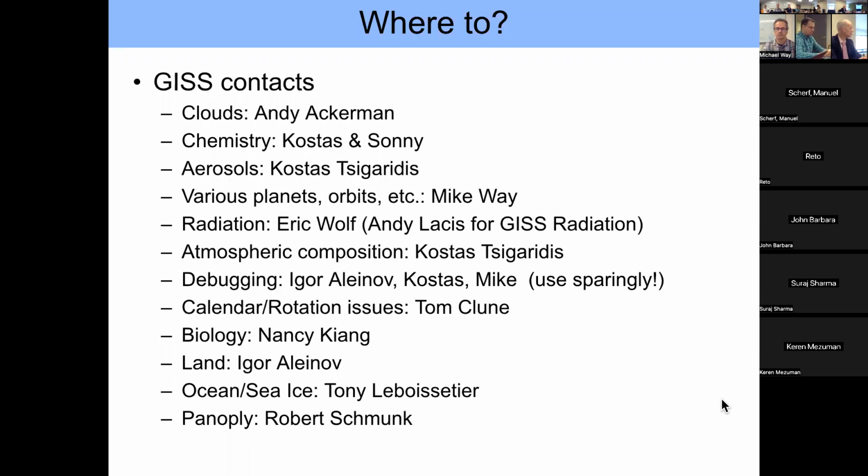You can ask me about various planets and orbits and things like that if you're curious how to get those working. Our radiative transfer expert is Eric Wolf, who's associated with the University of Colorado. In-house, I've got Andy Lacis here, although he has a successor now for the GISS radiation. Generally, most users of ROCKE-3D don't use the GISS radiation scheme because, while it's extremely fast, it's really only designed for modern Earth atmospheres. If you use anything other than modern Earth atmospheres and insolations, you could go very wrong.